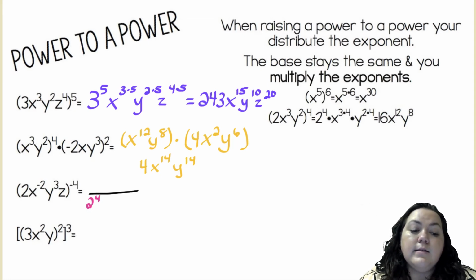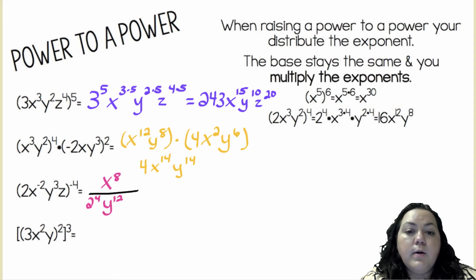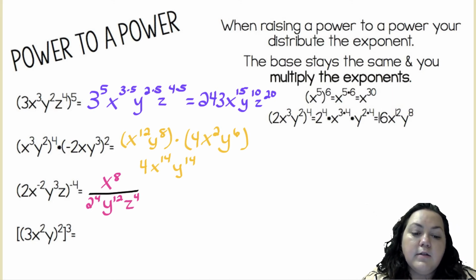Then I have x to the negative 2 raised to the negative 4. Well, a negative times a negative would give me a positive. So I have x to the 8th in the top. Y to the 3rd raised to the negative 4th. 3 times negative 4 would give me negative 12. So I'm going to have y to the 12th in the denominator. And then z to the negative 4th is also going to go in the denominator to get rid of that negative, as z to the 4th.